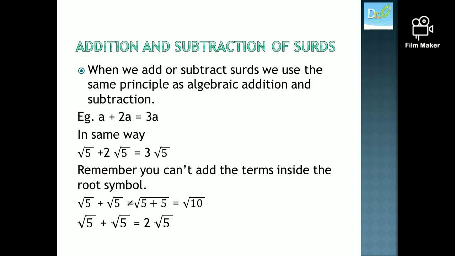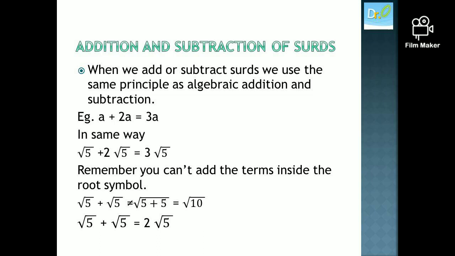Now let's focus on how to add or subtract surds. When you add or subtract surds, we use the same principle that we use for addition or subtraction of algebraic terms. For example, if you add a plus 2a, what is the answer? The answer is 3a. In the same way, if you add root 5 and 2 root 5, you can say it is 3 root 5. How do we get it? We get 1 plus 2 is 3, so the answer is 3 root 5.